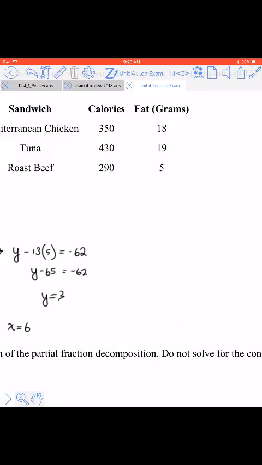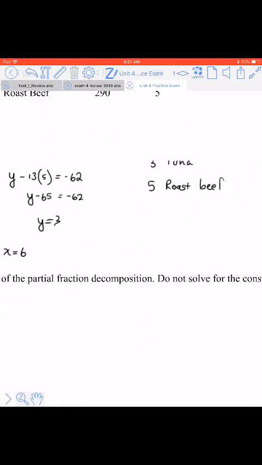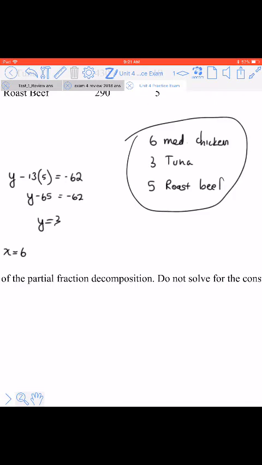So we're going to have 6 Mediterranean chicken, 3 tuna, and 5 roast beef. There it is.